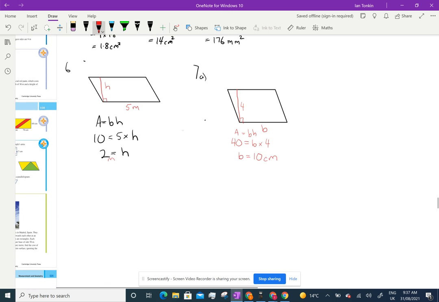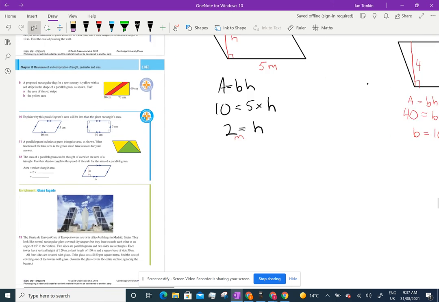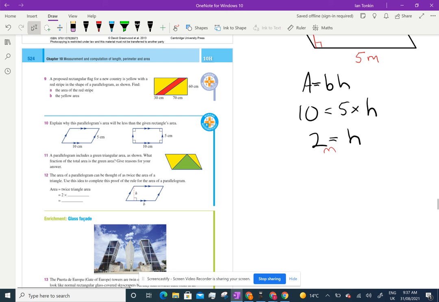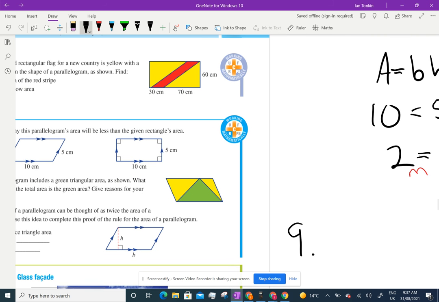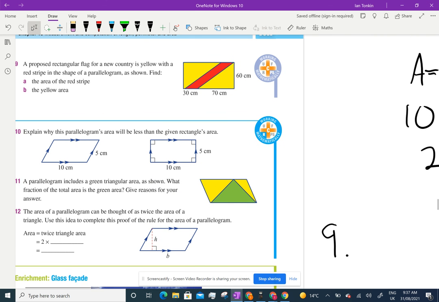Question 9 I'm going to do, and then I'm going to leave you to have a go at question 11. So let's have a look at question 9. You can have a go at it on your own. Now, that red is a parallelogram inside a rectangle. A proposed rectangular flag for a new country is yellow with a red stripe in the shape of a parallelogram. Find the area of the red stripe.